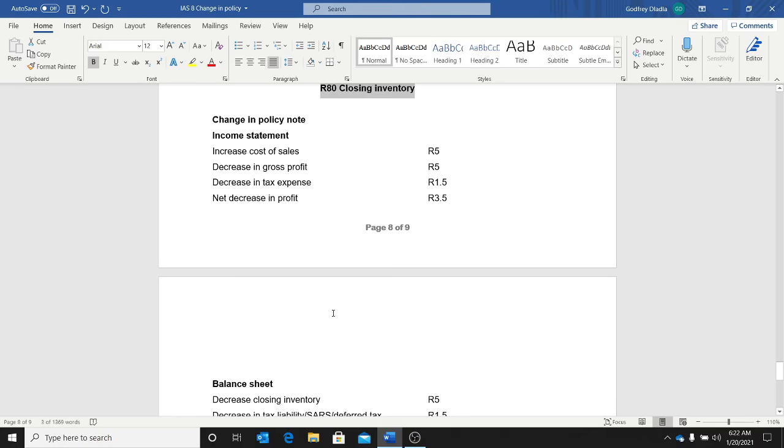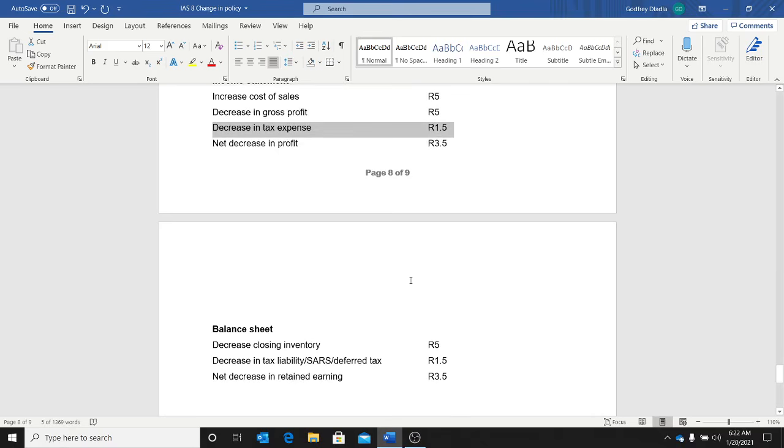Now, remember, if you've got a decrease in a liability, like here in the income statement, which is income tax or tax expense, if you decrease tax expense, it makes sense that your liability must also decrease in the balance sheet, because if your tax decreases in the income statement, that means the liability towards SARS must decrease also, or some write it as a tax liability. All right. It then makes sense.